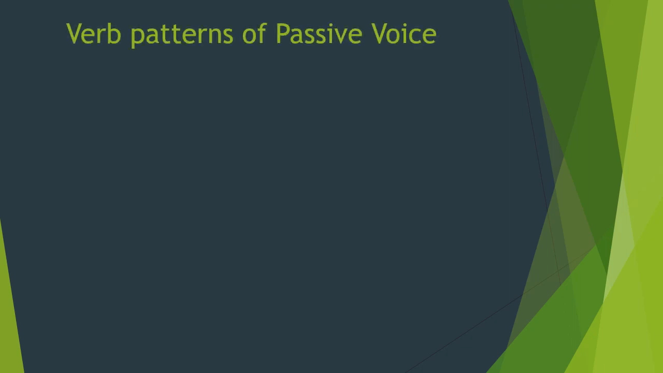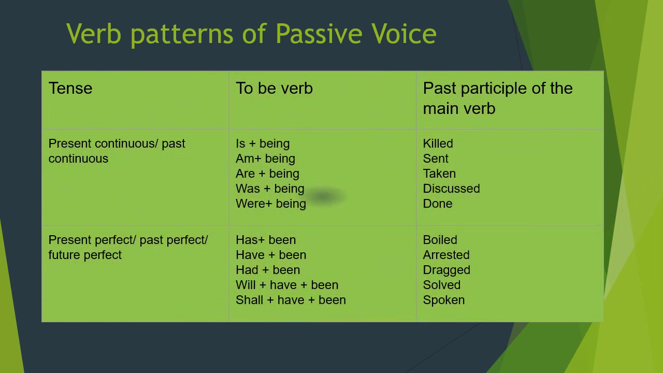Some more verb patterns of passive voice. If the tense is present continuous or past continuous, the structure of present continuous in active voice will be is plus verb plus ing. But in passive voice, I have given the structure here: is plus being plus past participle, or am plus being plus past participle if it is a singular subject. If it is a plural subject, then are plus being plus past participle.